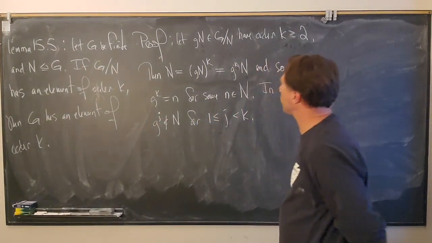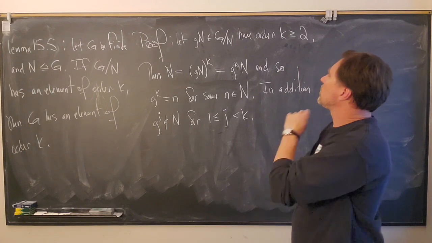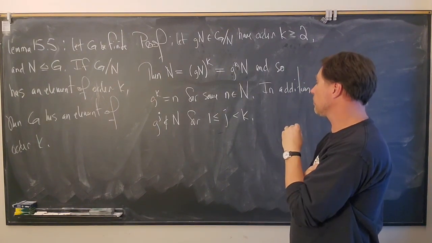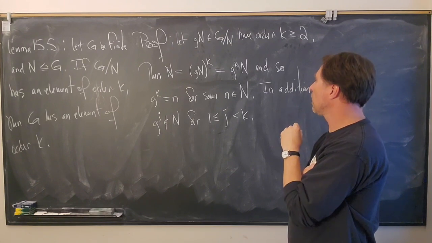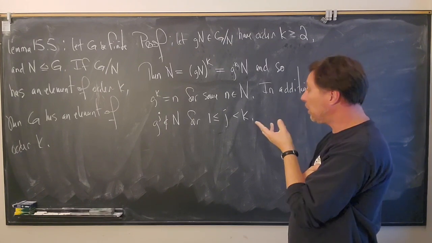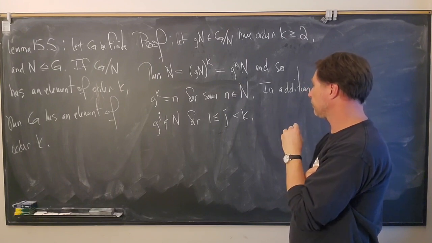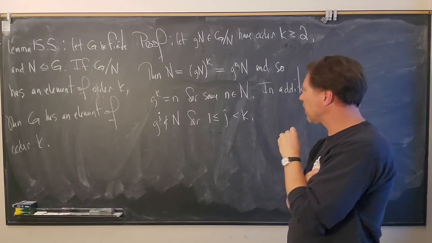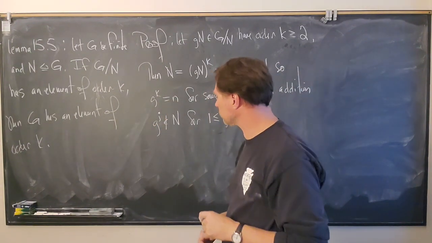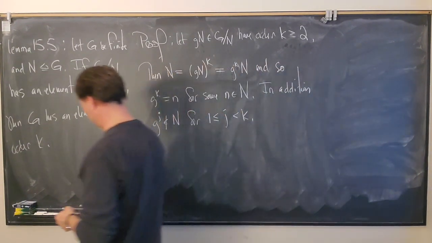Okay, so now remember what we're trying to do. We're trying to produce an element living in G, capital G, that has order k. Right now, what we have is a coset that has order k, and we also have the property that g raised to the kth power lives inside capital N.